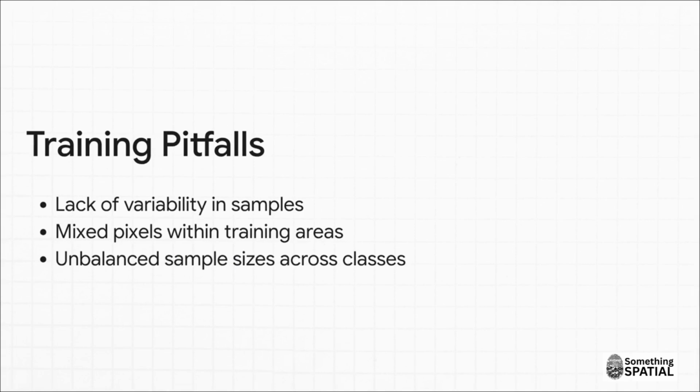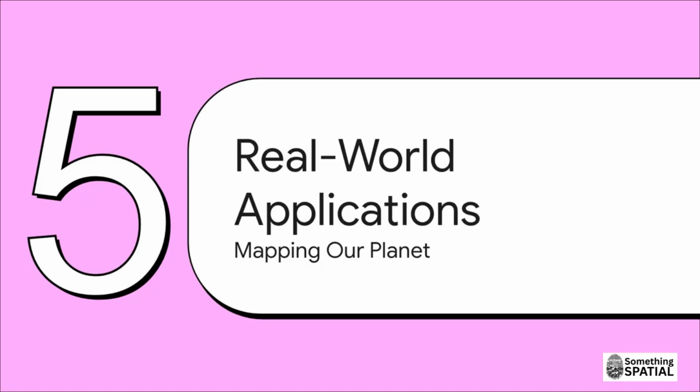If your training samples lack variability, like say you only sample forests on completely flat ground, the algorithm is going to be totally confused when it sees a forest on a steep mountain. Or what if you have mixed pixels? Imagine accidentally circling a green park and a dark shadow together and calling the whole thing urban. The algorithm learns a confused, messy signature. And if you provide unbalanced sample sizes, the classifier might just ignore your smaller minority classes entirely. Finally, Section 5, Real-World Applications.